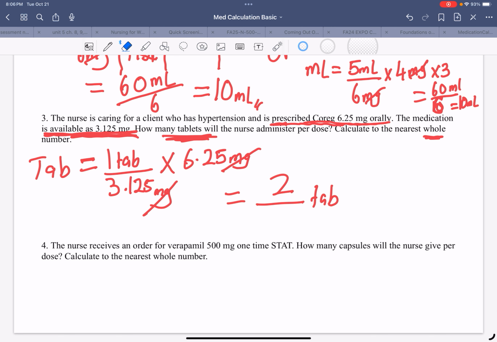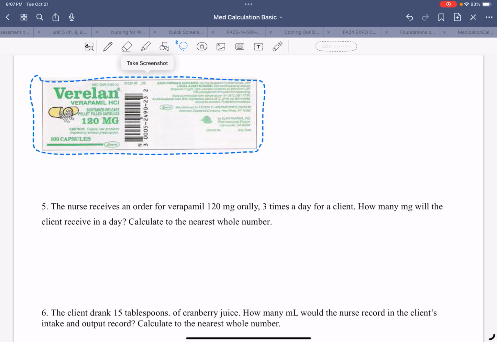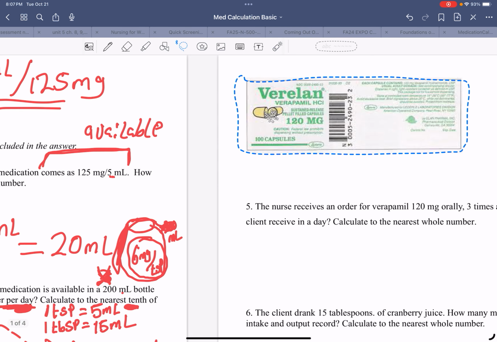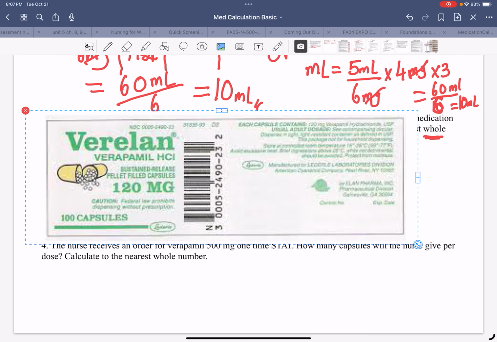All right, the nurse received an order for verapamil, 500 milligram, 1 time. How many capsules will the nurse give per dose? Calculate to the nearest whole number. All right, let's go to the back. Oh, all right. So we're missing this one. I'll just nice and copy this. Let's take a snapshot, then copy there. Then let's go back to our question 4 and paste there.